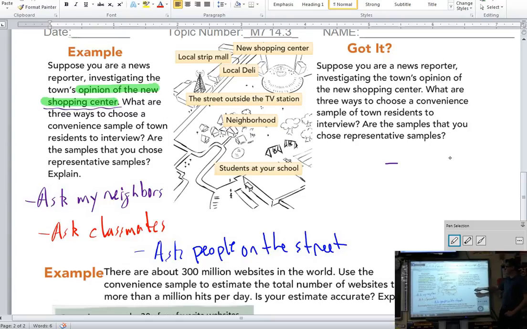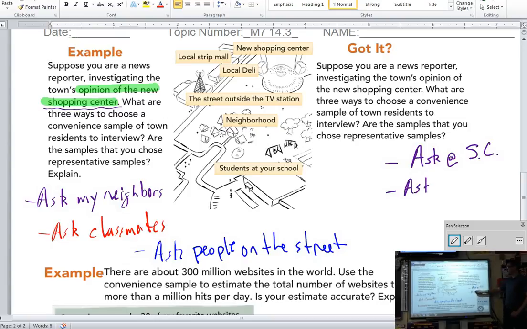Now, I'm going to put another one up here. At the deli in the strip mall. What if you stood in the parking lot and just asked people in the shopping center? That'd be biased. Why? Because if you're asking for their opinion on the shopping center and they're by the shopping center, it's more likely that they're going to say, yeah, I love the shopping center.